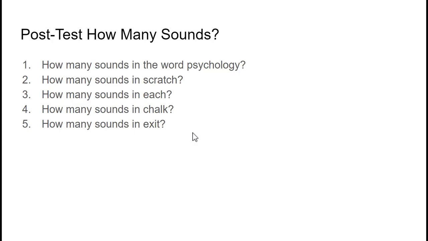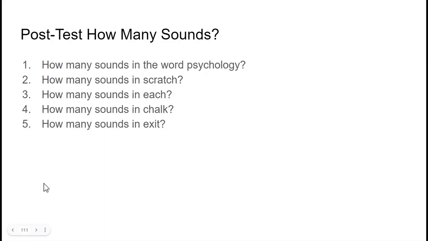All right, so that was our quick schwa piece, and now you are to your post test. So this is on, I think, around page 8 in your handout. So go ahead and take your post test on how many sounds there are, and then I will show you the answers. So go ahead and pause and give yourself some time. All right, so let's look at the answers.